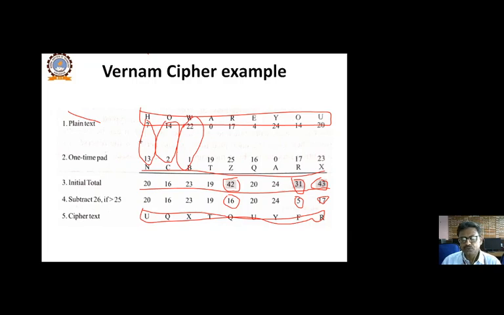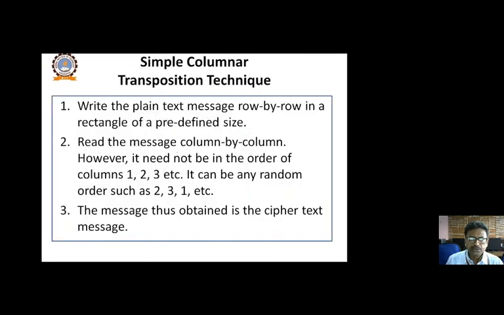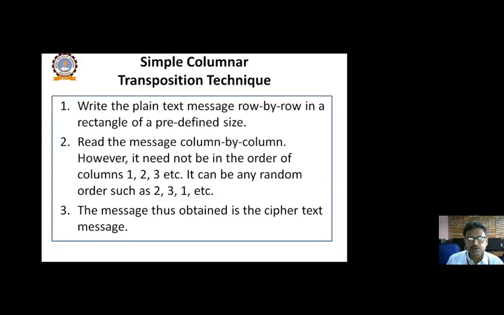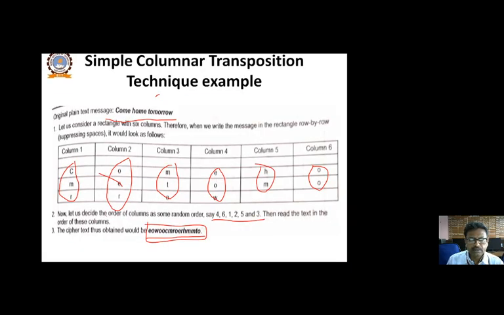So these are the four different methods which are part of the transposition method. First one is the rail fence method, in which we are writing the total text in the form of a random diagonal, and then reading it row by row. Second one is the simple columnar technique, in which we write the alphabets in the form of a row, and then in a random order we collect it in the form of a column.